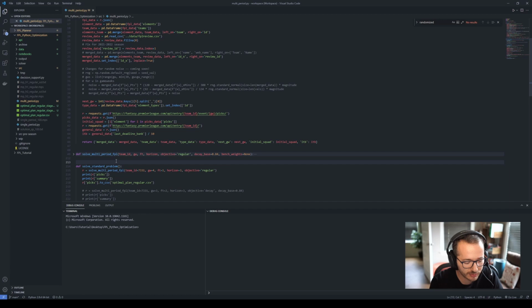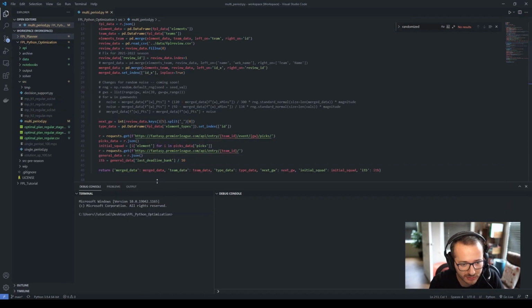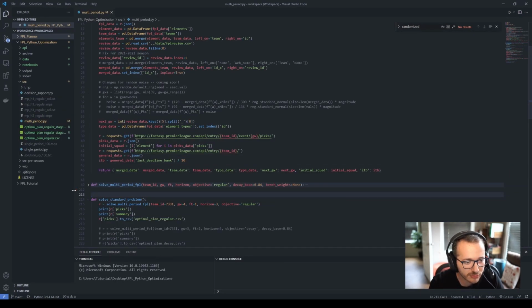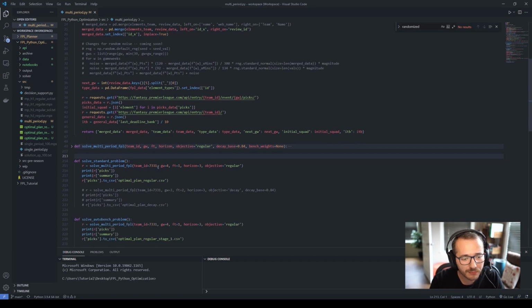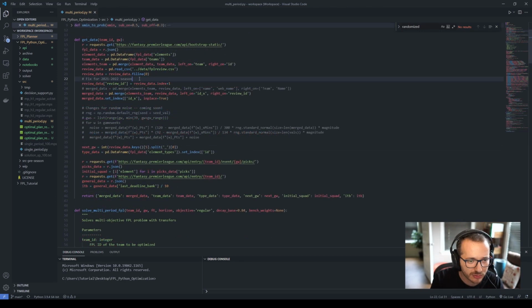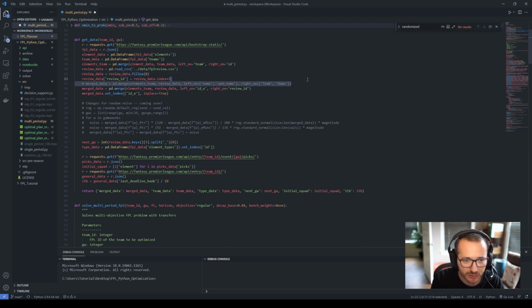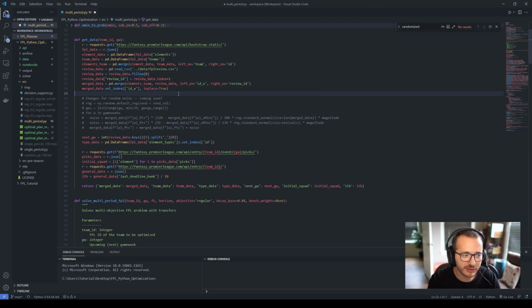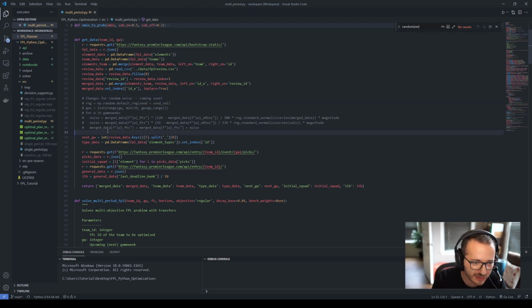solve multi-period FPL problem. Actually, I'm also going to zoom in a little bit. Might be too small to see. Here, let me open this function again. And I will also delete these comments from earlier. And also, in the last episode when we were talking about bench weights, I added this as a comment so that you can see what I was planning to do in this episode, essentially.